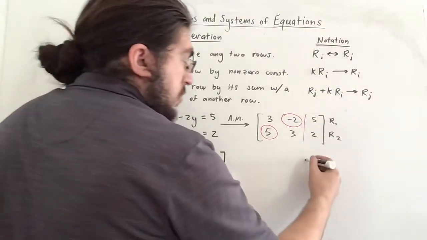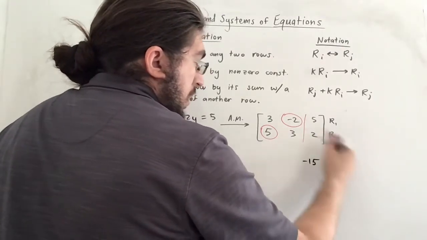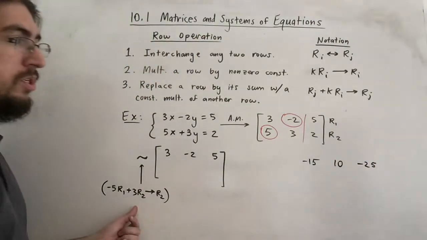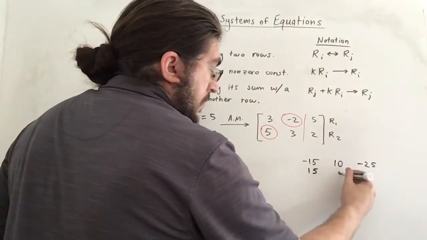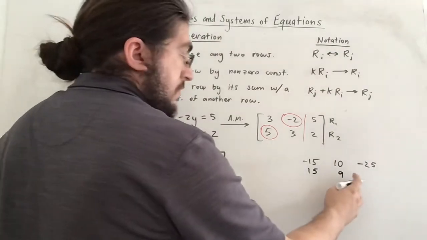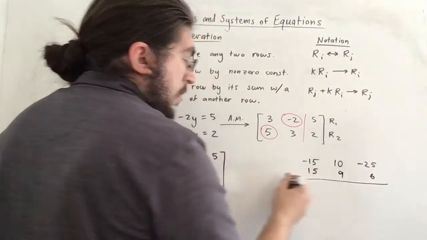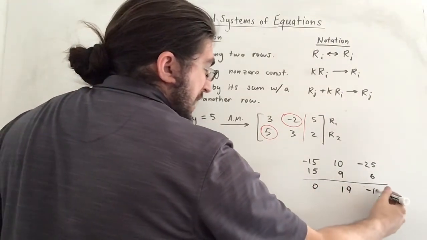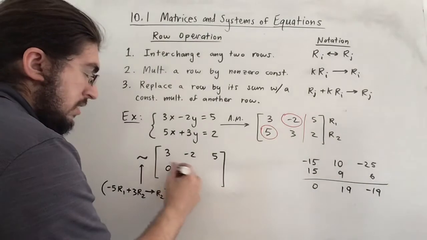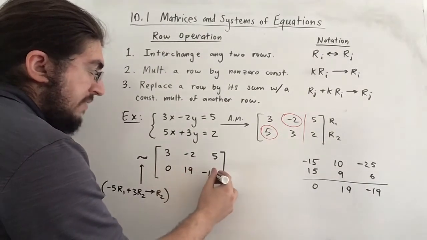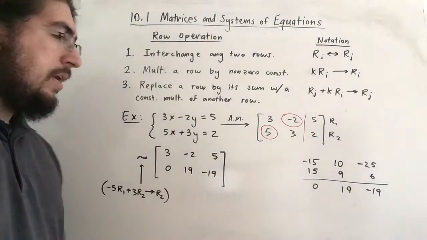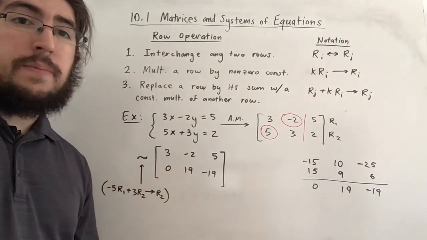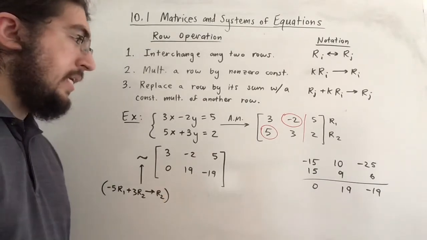So negative 5 times row 1 is going to be negative 15, positive 10, negative 25. 3 times row 2 is going to be 15, 9, and 6. When you add these together, we get 0, 19, and negative 19 actually. 0, 19, and negative 19. Now I don't want to jump the gun too much, but notice that in the bottom, they all have 19 in common. So we can divide by 19.